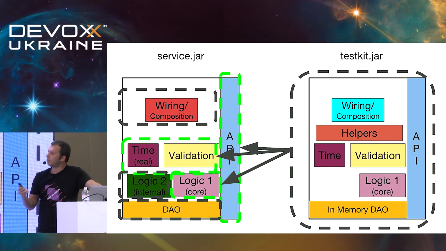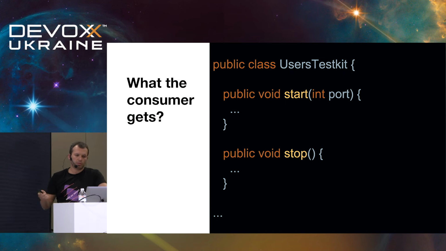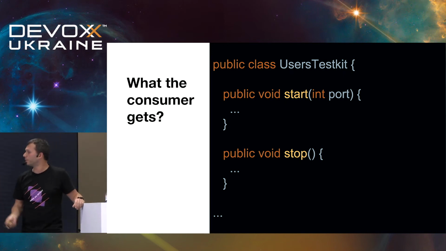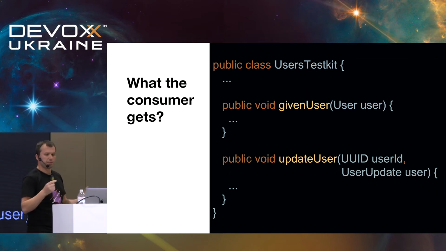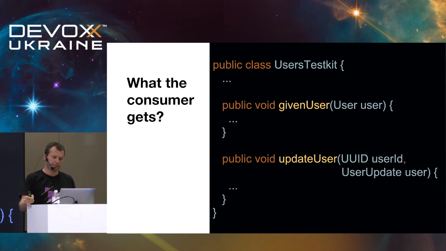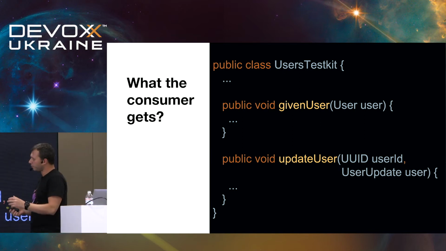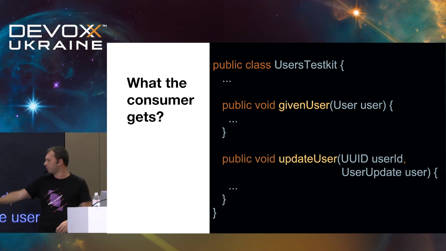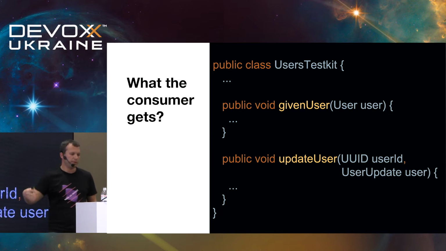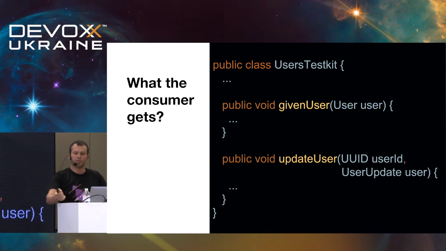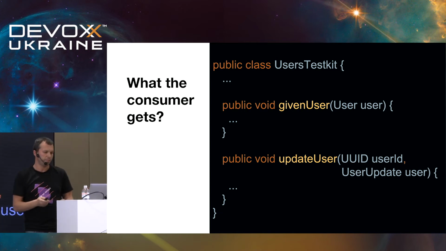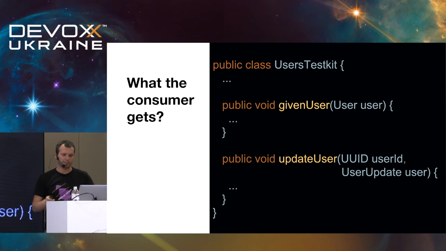So in the end, you have a Java class, which is called user test kit. Usually it has a start method with a port, and a stop method. You have some helper methods, so it really depends on what you need. And here is your opportunity to define what the rules are. For example, for update user, you get a user update class, and then you say, okay, you can update this, but you can't update the user ID. So the consumer can understand your APIs better.